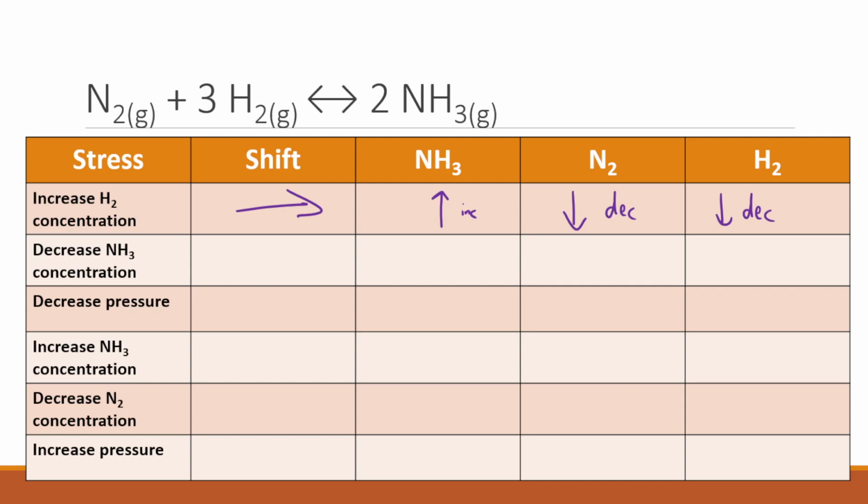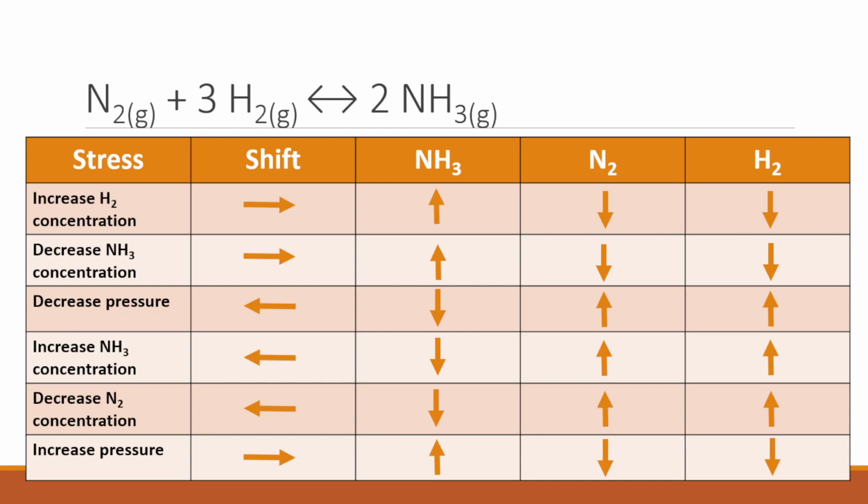Welcome back. Right, let's take a look at our answers here. Overall, these should be the directions that our arrows are pointing. The shifts to the left or the right, the concentration, the amount of the NH3, the N2, and the H2 going up or down. And there's a pattern we're going to notice here, and the pattern I'm going to point out to us, but let's talk through all of these. We already talked through the first one about increasing the amount of H2.